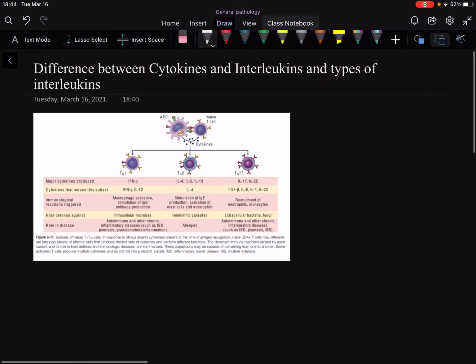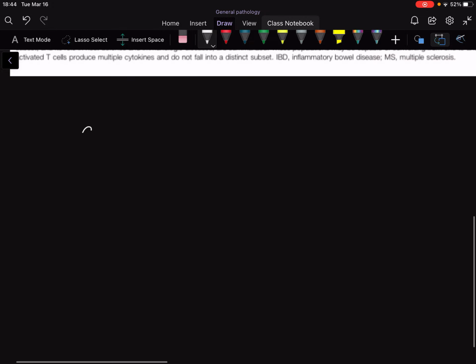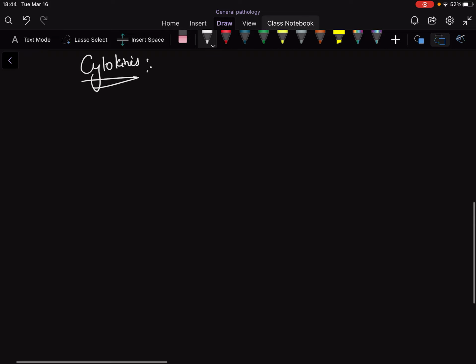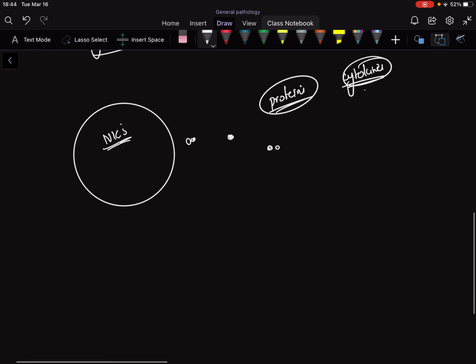So first, I'll give a brief explanation. What is meant by cytokines? Suppose here is a cell, and this cell is called a natural killer cell. Once these natural killer cells are activated, they release certain substances. These substances are called proteins. These proteins are nothing but cytokines. What will these cytokines do?